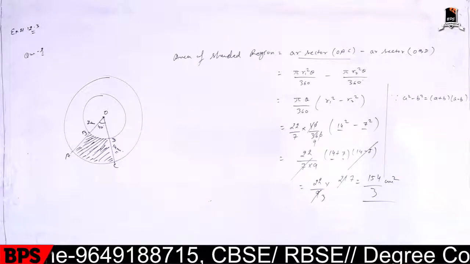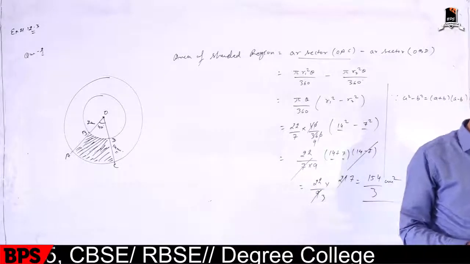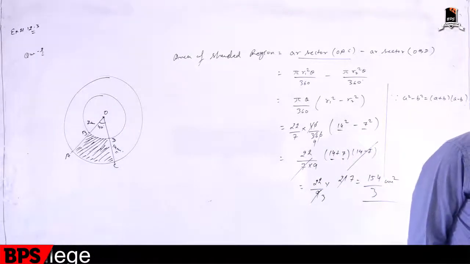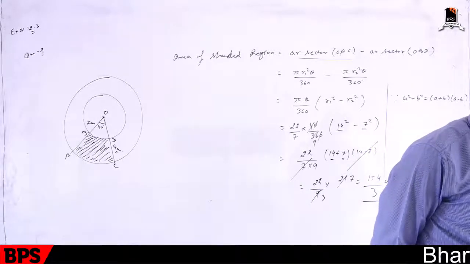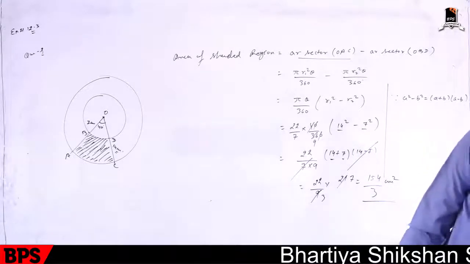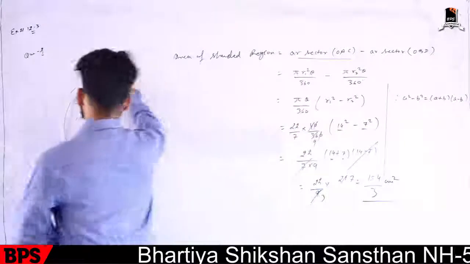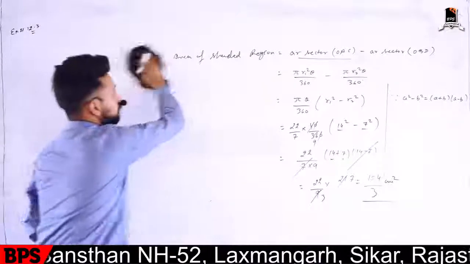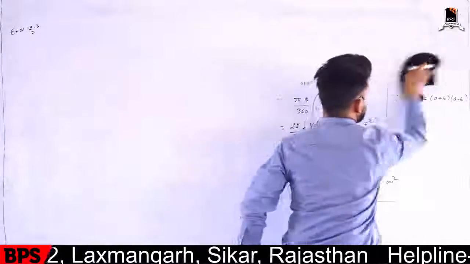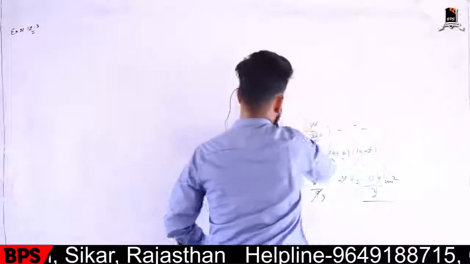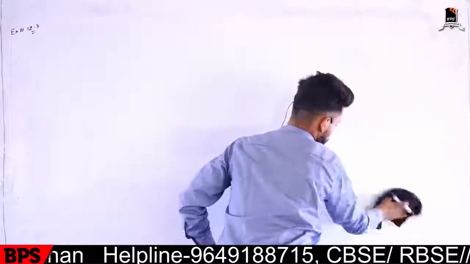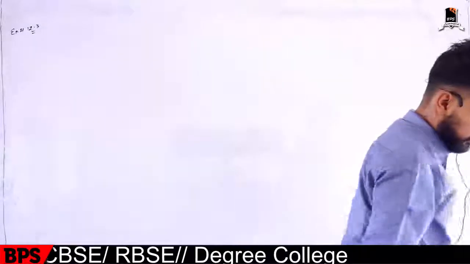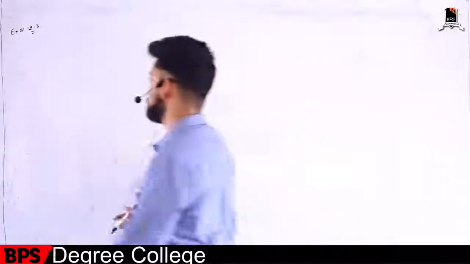Done. Now question number 3. Find the area of shaded region in the figure. If ABCD is a square of side 14 centimeter and APD and BPC are semicircles. Question number 3, find the area of shaded region.